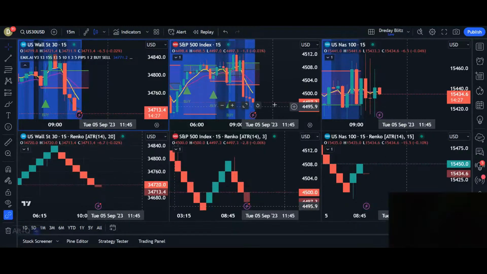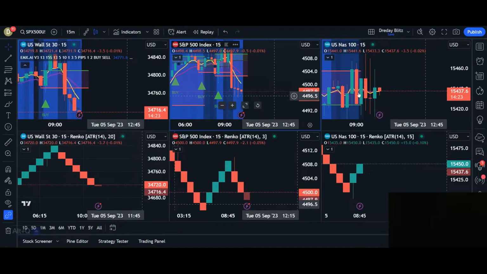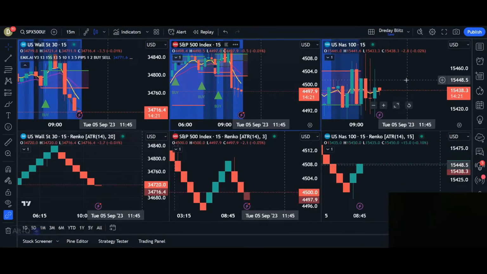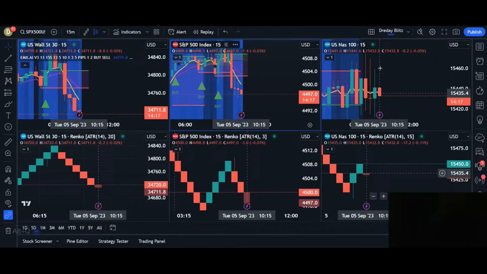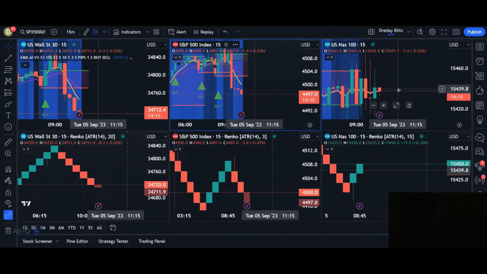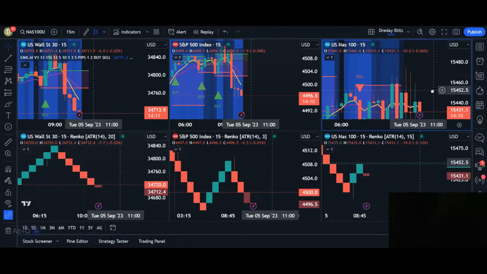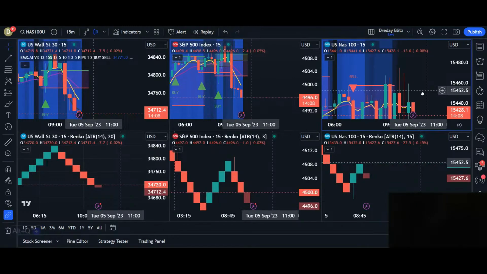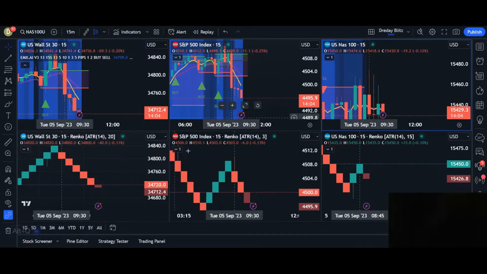So same thing for S&P 500. It's still pushing down right now. And NASDAQ, it's still showing up, but it's still ranging. So there's really no specific movement here in the price. It's going up and down right now.